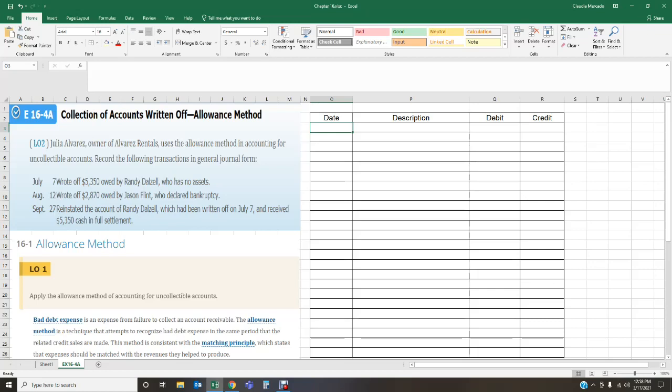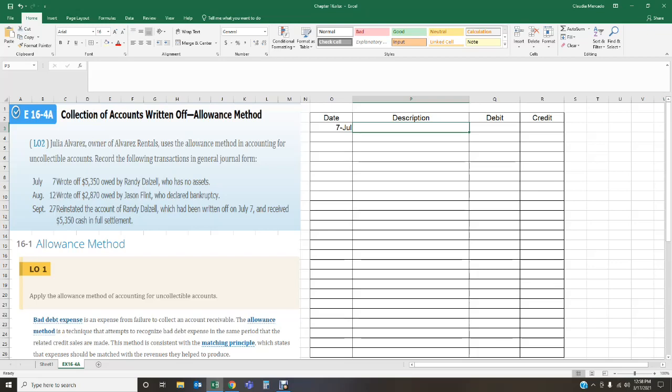The first thing that happened was on July the 7th. It says we wrote off $5,350 owed by Randy Dalzell, who has no assets. So we came to the assumption that Randy is not going to pay us. The receivable has been in our books for a long period of time. We contacted Randy. He's not picking up. We can't get a hold of him. He has no assets. So we are going to have to take this as a loss. So we are going to write off the $5,350 using the allowance method.